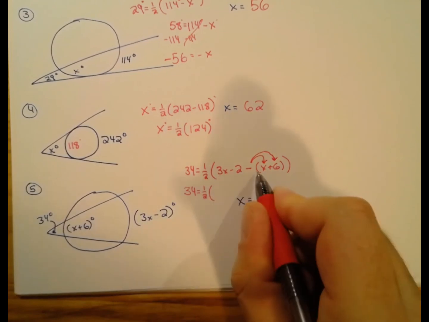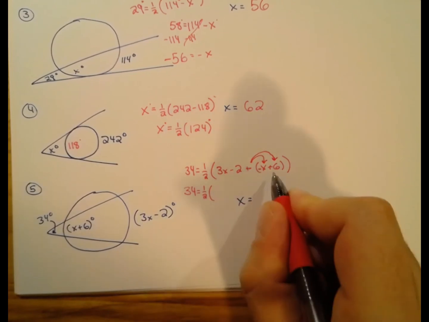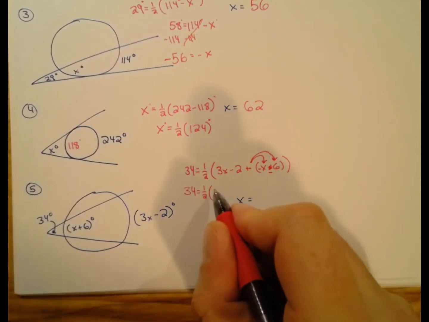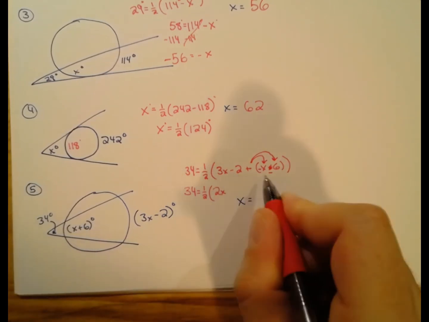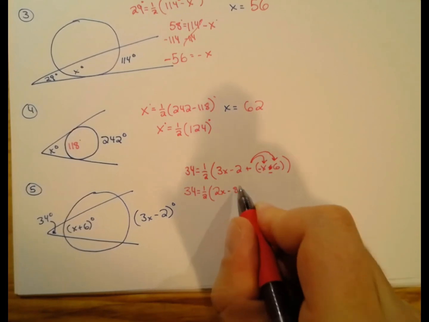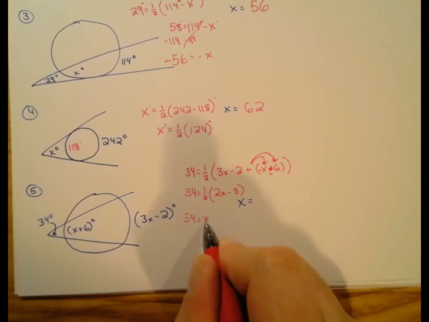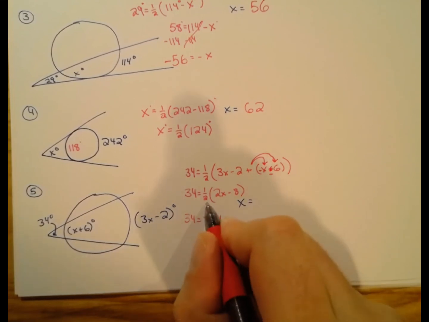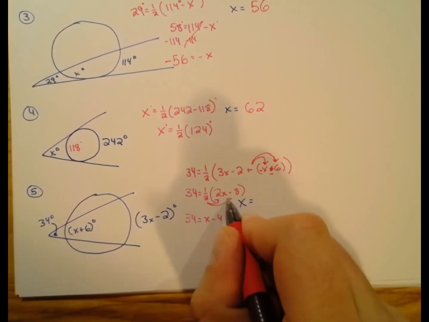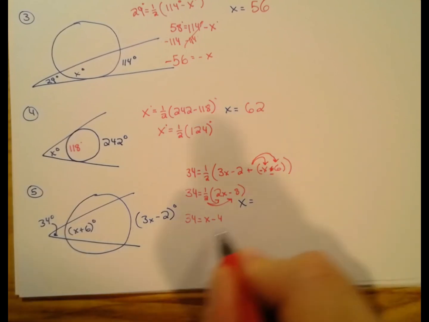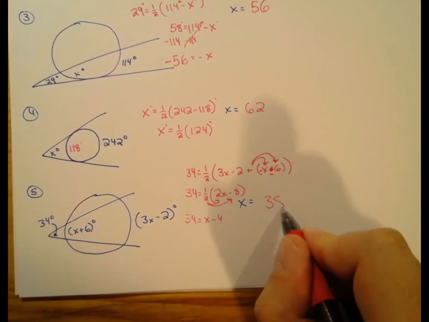So 3x minus x is 2x, and then -2 minus 6 is -8, and now we'll just do that half. So 34 equals x minus 4 when we distribute the half. And lastly, just add 4 to both sides. X equals 38.